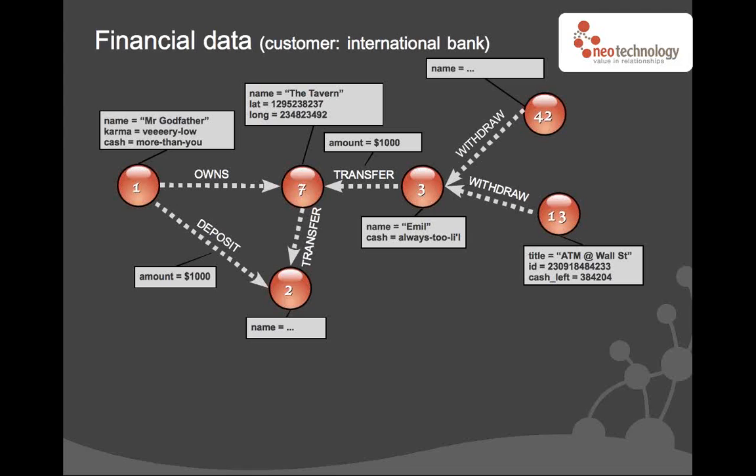And in this example, we've taken those transactions and we've built up a graph. So we have node number 13 on the right-hand side of the corner of the screen, which represents an ATM. And Emil, node number 3, has withdrawn cash from the ATM, and has transferred it to this one beer tavern. And it turns out that that tavern is owned by a bad guy, Mr. Godfather in this example. And what we want to do in order to figure out fraud is to check what is the path between the ATM and this potential suspect, node number 1. And that is the shortest path algorithm in a graph database.